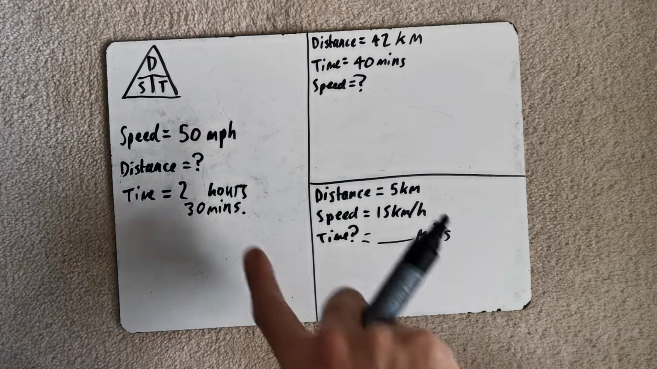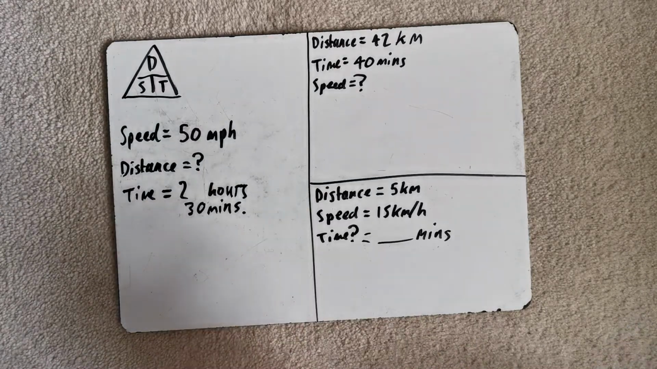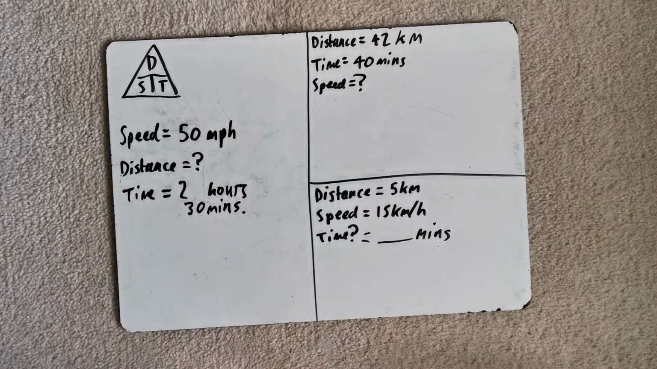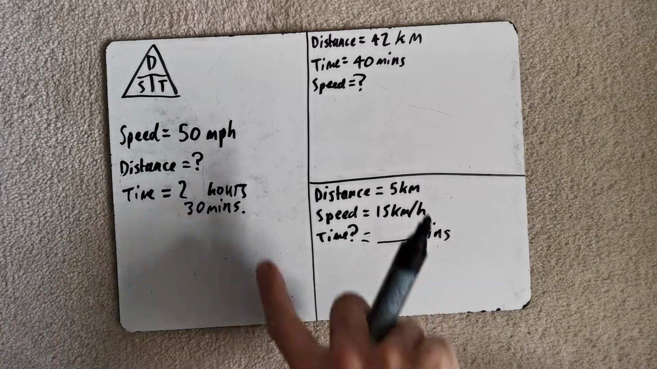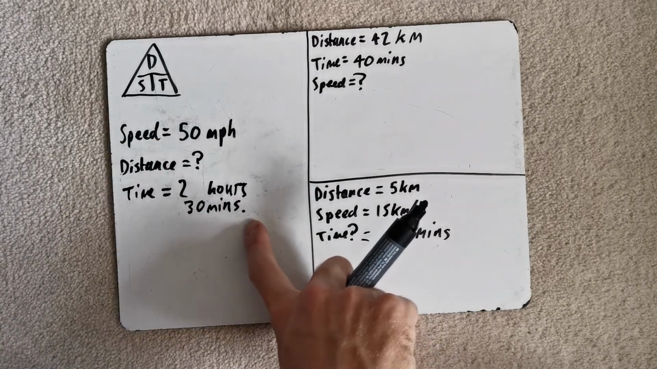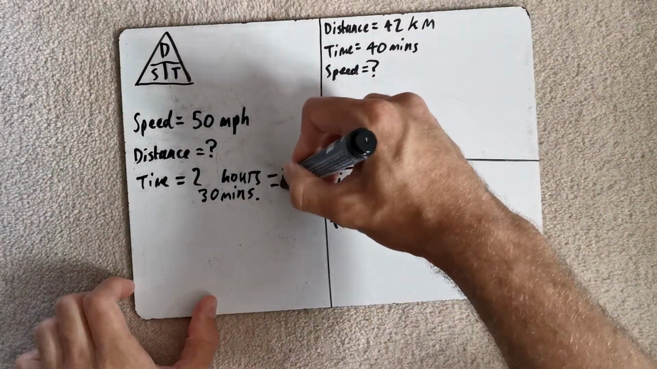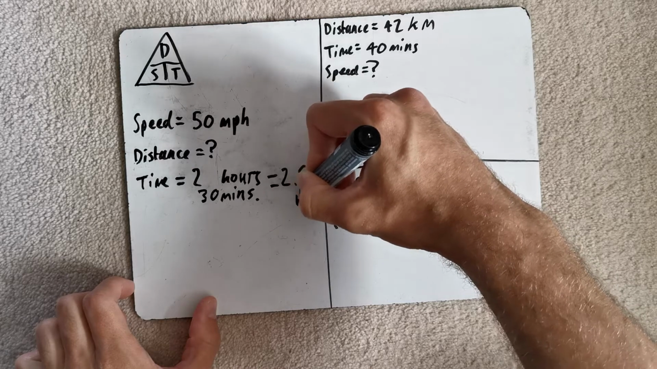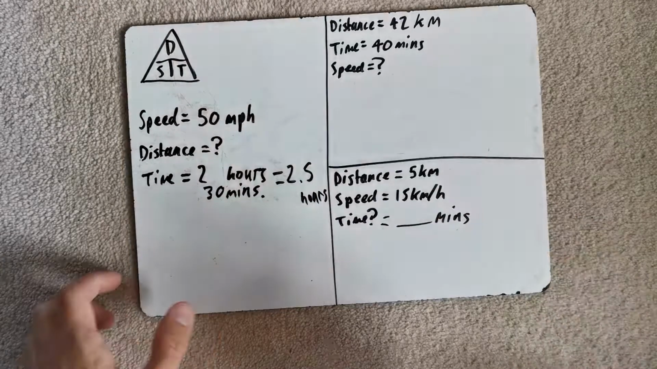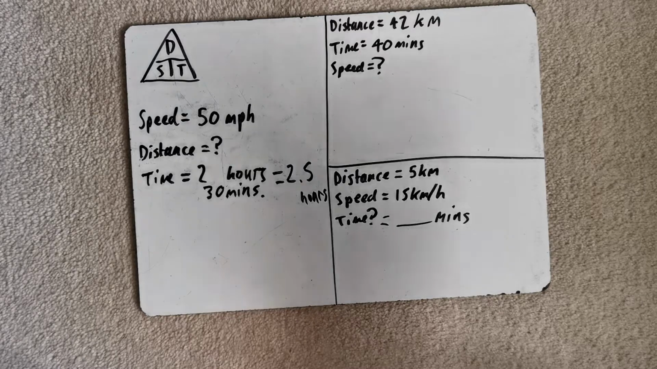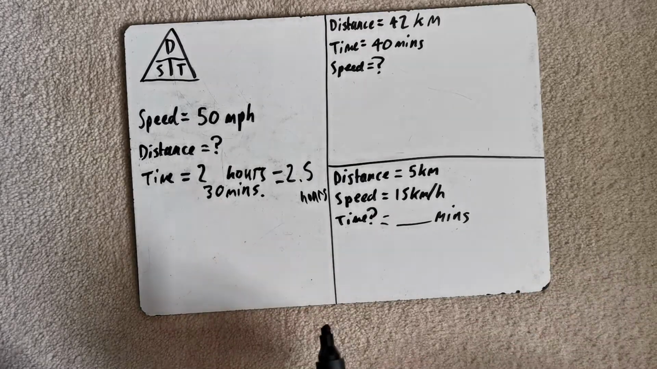Right. So what have we got here? Speed is 50 miles an hour. Distance we're trying to work out. The time is 2 hours and 30 minutes. Okay, not that useful in that format. So let's turn that into 2.5 hours. Okay, makes it a lot easier, I think. Some people work better in decimals, some people work better in fractions. We're not going to use percentages here because that's silly, isn't it?